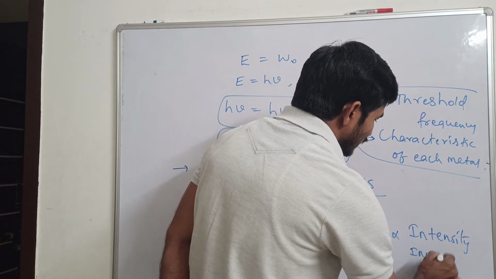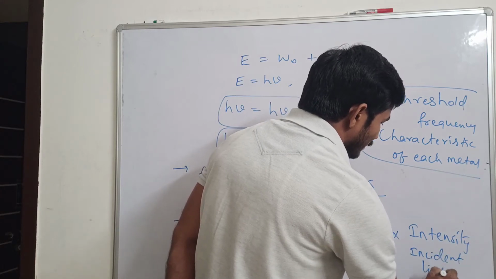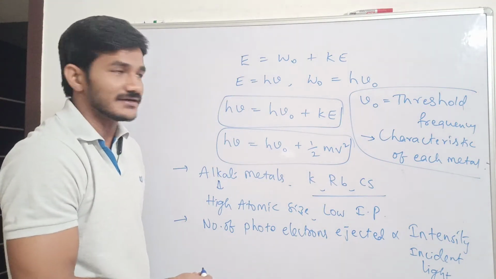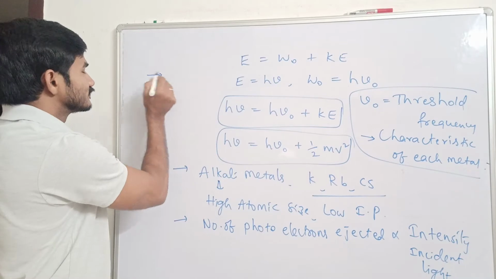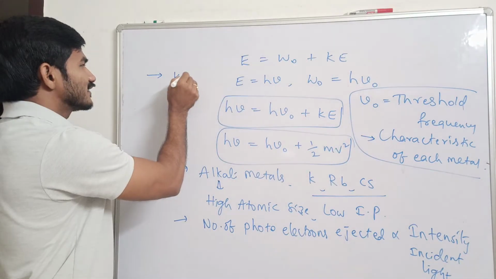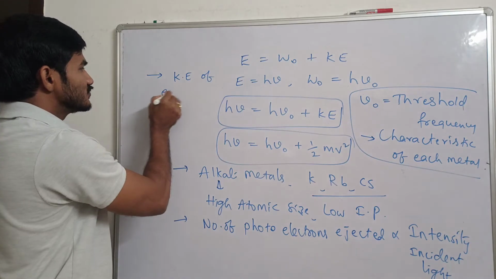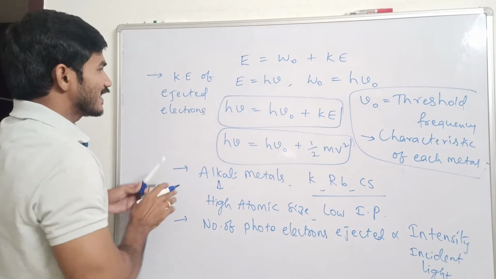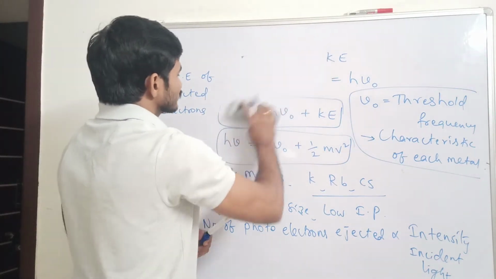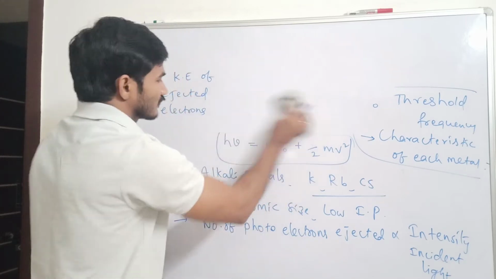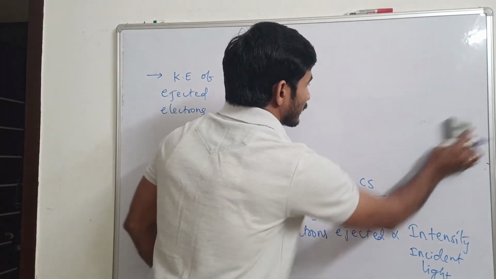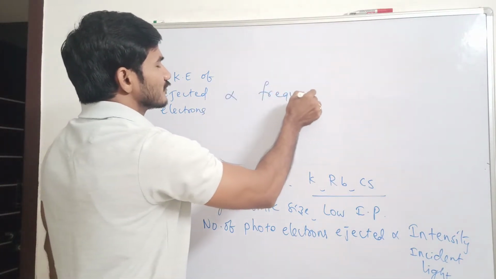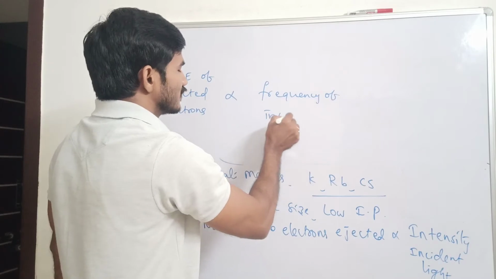Intensity of incident light. If the intensity of incident light is more, more electrons are ejected. Another important point is the kinetic energy of ejected electrons. Kinetic energy of ejected electrons is directly proportional to the frequency of incident light.